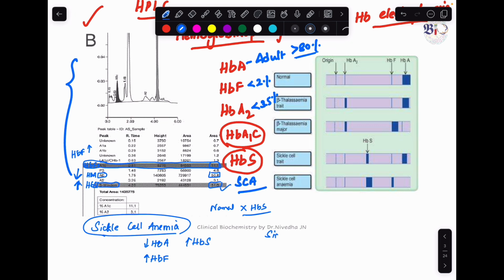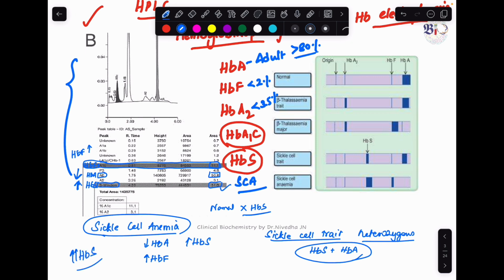Now, what is the difference between sickle cell anemia and sickle cell trait? Sickle cell trait is a heterozygous condition. Heterozygous condition in the sense the patient will have both HbS as well as HbA. But sickle cell anemia is a severe form in which they will have more of HbS, only HbS.